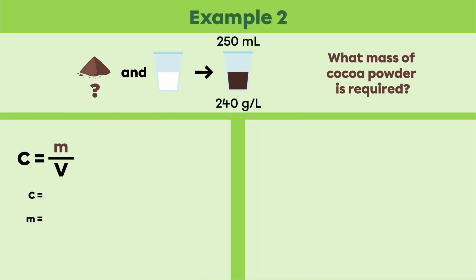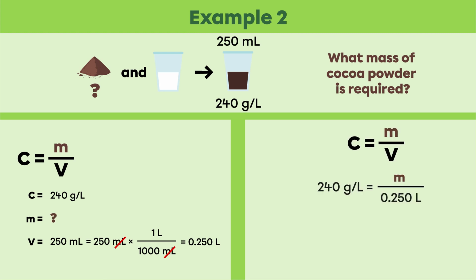The desired concentration is 240 grams per liter. The volume of the solution is still 250 milliliters, which corresponds to 0.250 liters. The mass of the solute is unknown.